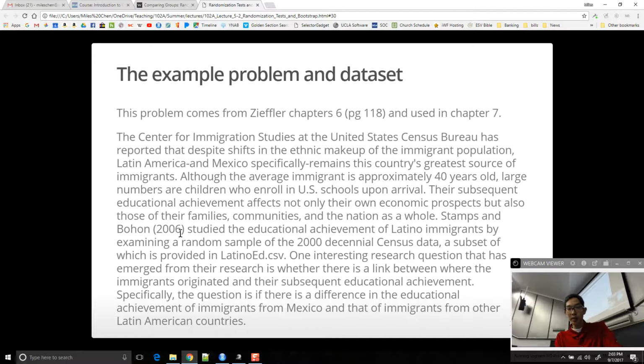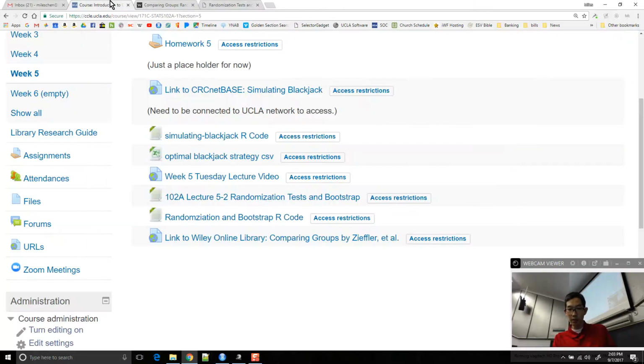Stamps and Bohan, these are authors, studied the educational achievement of Latino immigrants by examining a random sample of the year 2000 census data. We've taken a subset of that and put it in the CSV file, latinoed.csv. Let me upload that.